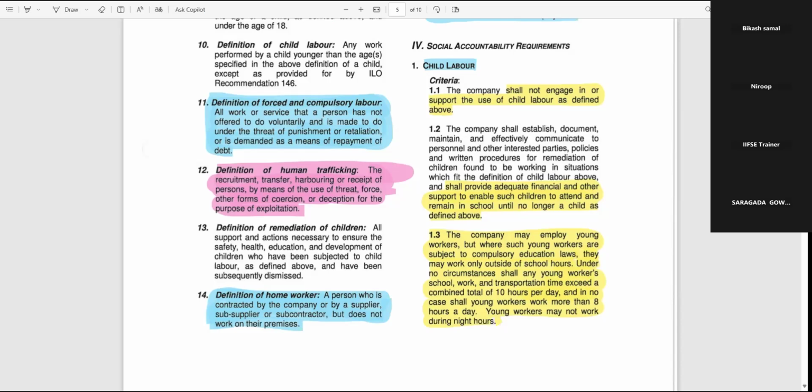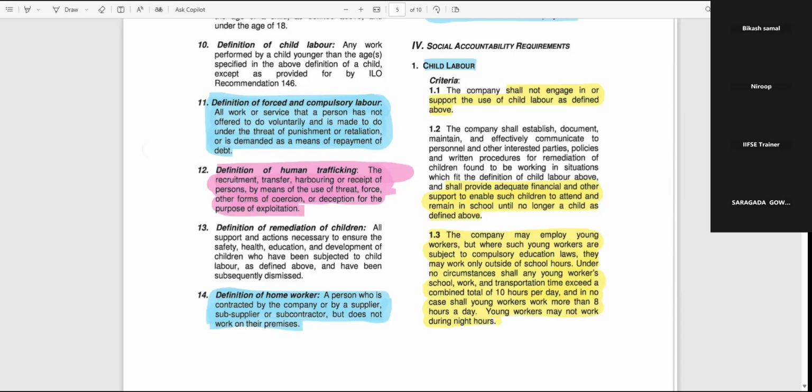And third point, the company may employ young workers, but where such young workers are subject to compulsory education law, they may work only outside of school hours. Under no circumstances shall any young worker's school, work and transportation time exceed a combined total of 10 hours per day, and in no case shall young workers work more than 8 hours a day. So we can take young workers, not child labor or child workers, but they should have compulsory schooling.